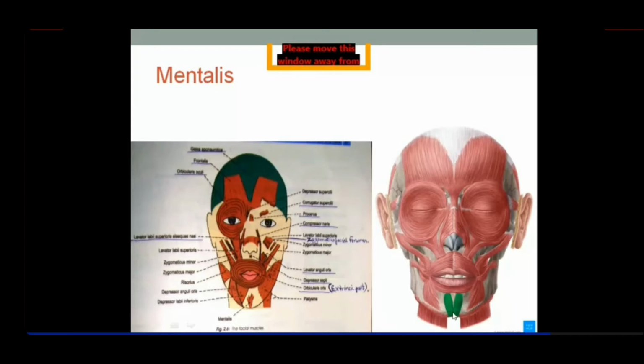Remember, so the mentalis, what will be its expression? Who will tell me what is the expression brought about by the contraction of mentalis? That expression is called Doubt. Yes, very good. Doubt. Yes, so mentalis is a muscle for the expression of doubt.